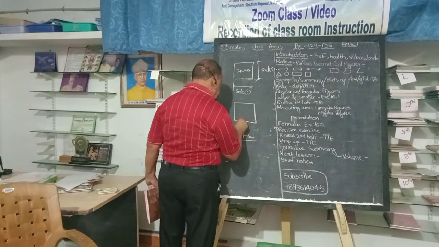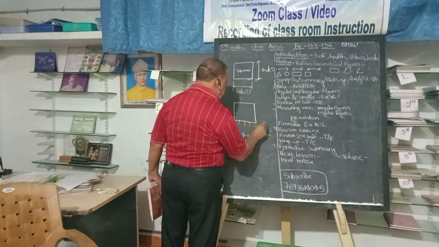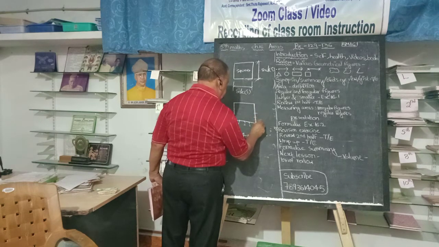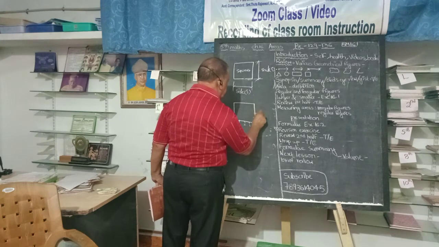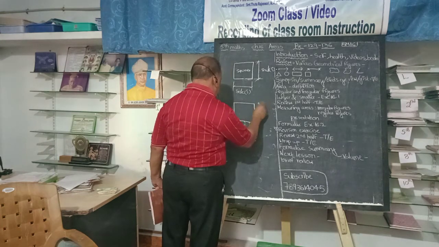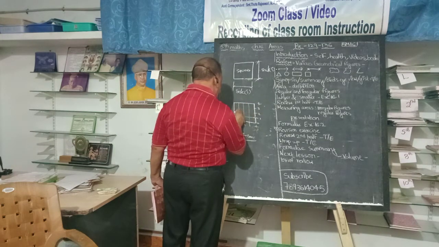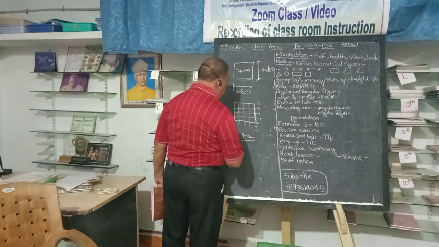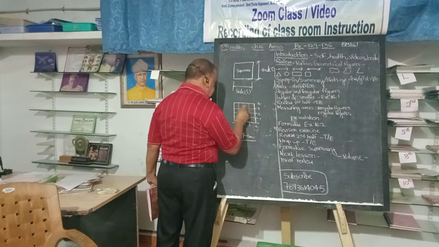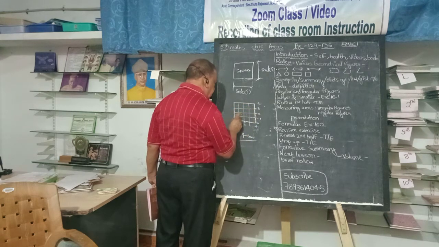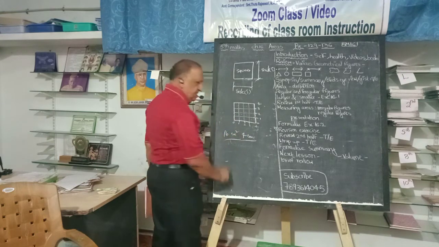So it is 0, 1, 2, 3, 4. Similarly, if I divide this, it is 0, 1, 2, 3, 4. So if you draw lines like this, you can see, okay, how many squares are there? 1, 2, 3, 4, 5, 6, 7, 8, 9, 10, 11, 12, 13, 14, 15, 16. So 16 centimeters square is the area.